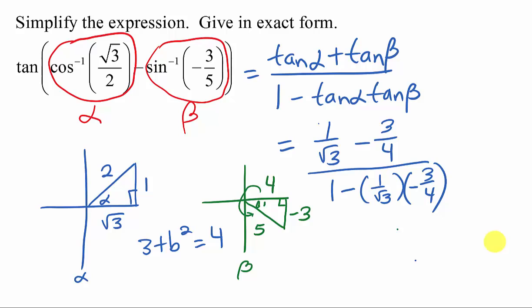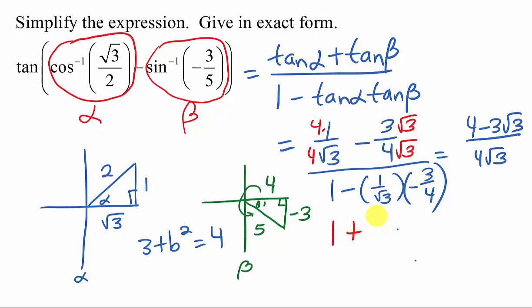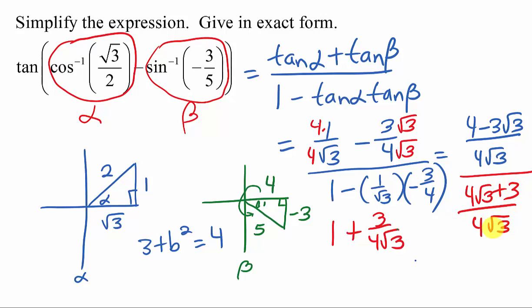So let's see what we could do to simplify that a little bit. If I get a common denominator, this is going to be 4 minus 3 square roots of 3 over 4 square roots of 3. So what I did there was I got a common denominator, times these both by 4, and times these both by square root of 3, so that I could combine those. Now in the denominator, this is going to be 1, minus to minus will make a plus, 3 over 4 square roots of 3, and so I can combine those, and it will be 4 square roots of 3 plus 3 over 4 square roots of 3, because basically what I did was I took this and multiplied by 4 square roots of 3 top and bottom.